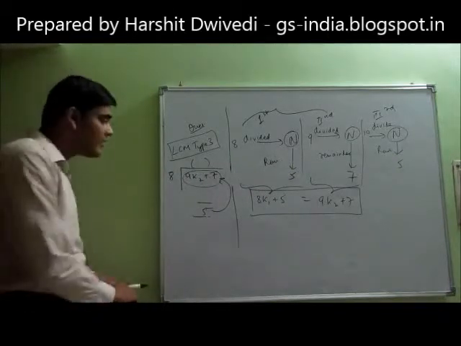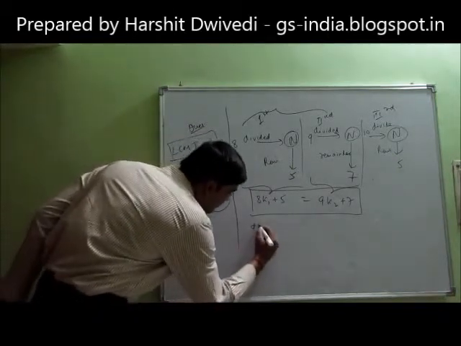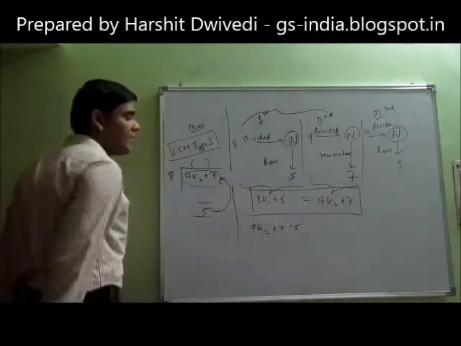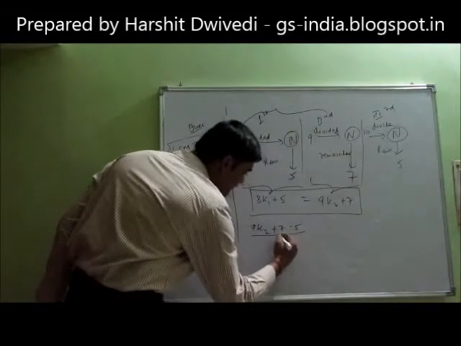So what will I get? I will get 9k2 plus 7 minus 5, and this number will be divisible by 8.